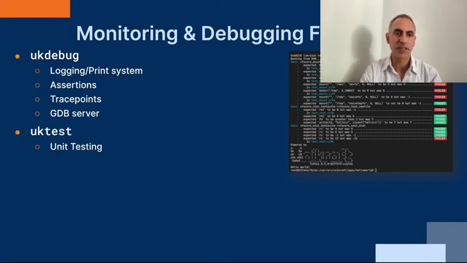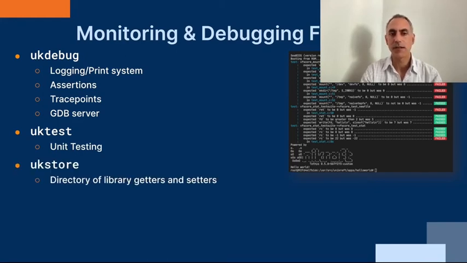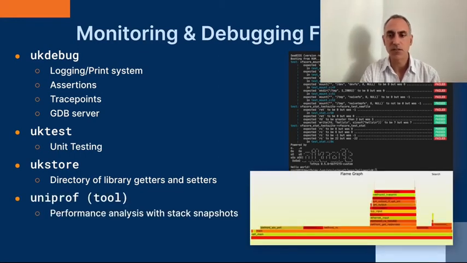There's a library called UKTest for unit testing. And UKStore allows all the other libraries to store information about their performance. So if you have a memory allocator, you can store and get memory consumption stats there, and then you can export them onto Grafana. In addition to that, we created a tool called UniProf.